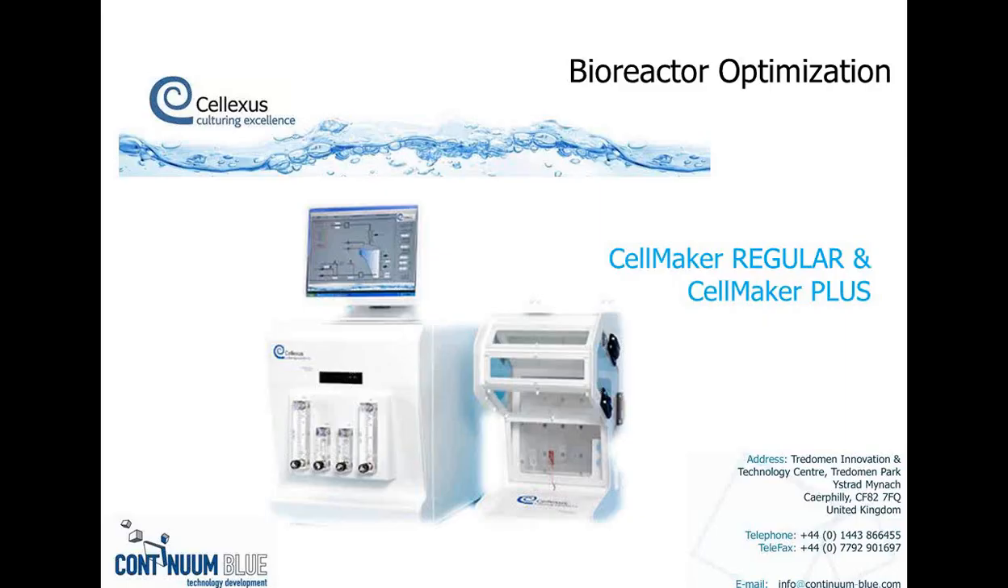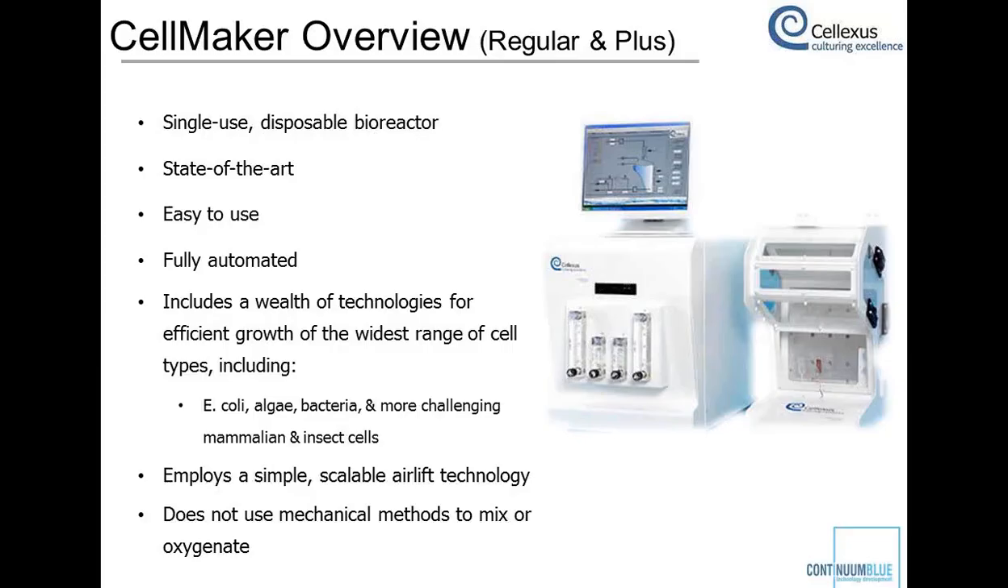The great thing about these bioreactor systems is that they're single-use disposable bioreactors, not the equipment that you see in the illustration there. That's the control system for the bioreactor, but the bioreactor bag, which is placed in that system, is disposable. It's a state-of-the-art system which is easy to use and fully automated, and it includes a wealth of technologies for growth of a wide range of cell types, including E. coli, algae, bacteria, and the more challenging mammalian and insect cell lines. The system uses a simple scalable airlift technology and doesn't use any mechanical mixers.